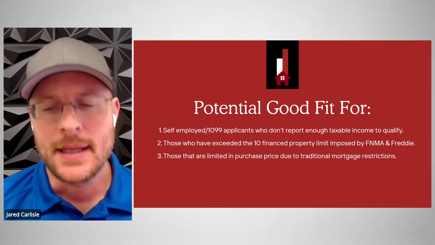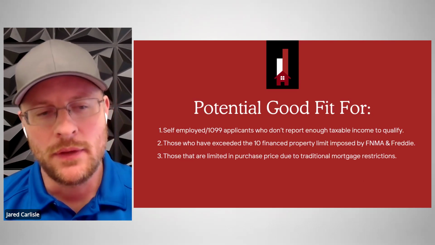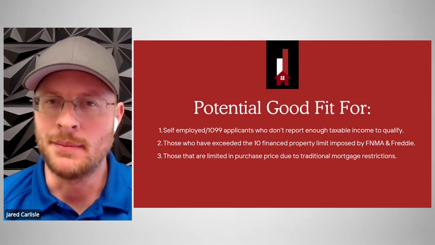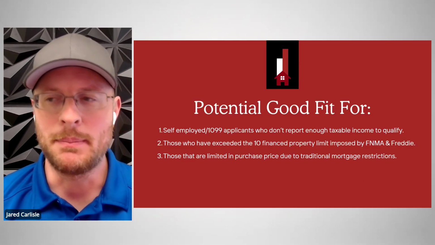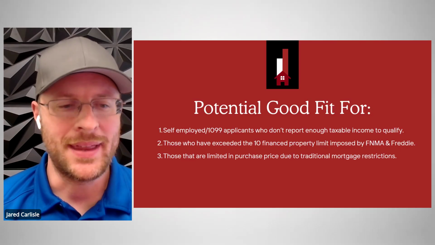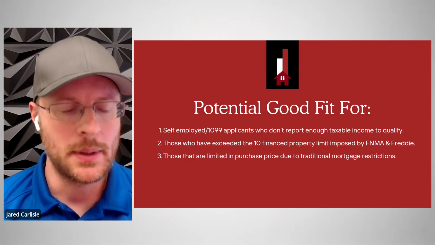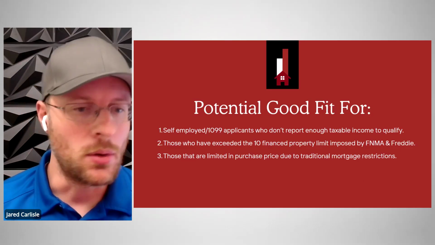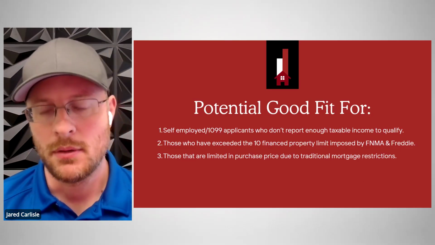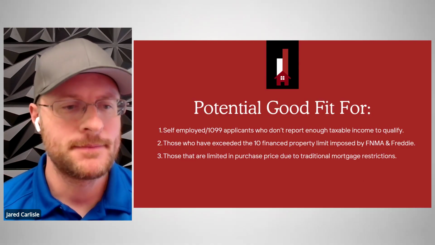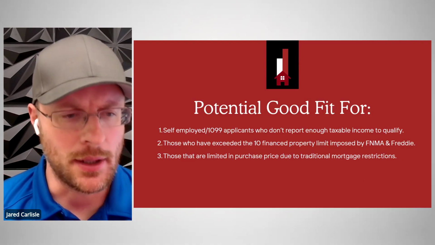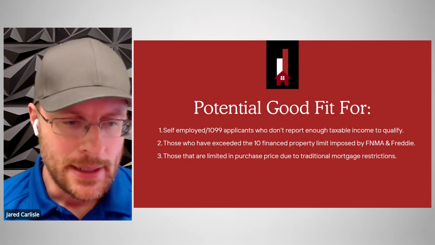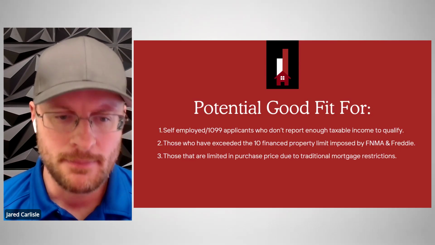So it is, again, quickly a potential good fit for those people that are self-employed, 1099. Maybe they have tricky income and they just can't seem to be able to buy one of these properties without a little extra help. So DSCR could be great for investment properties. A bank statement loan could be another one that's good for, I mean, truly, you could do it for anything, but certainly primary residences if your income is tricky. If you've exceeded that 10 financed property limit, it could be a good option.